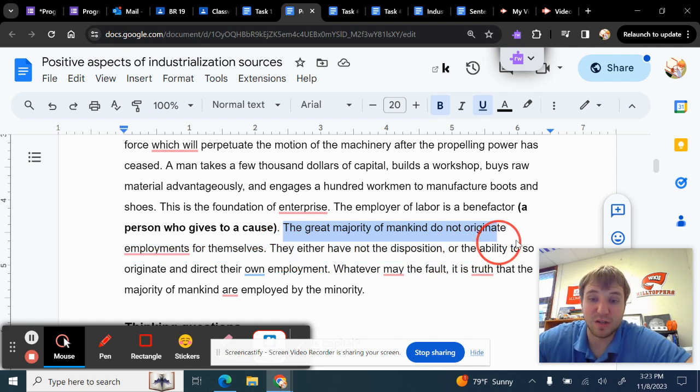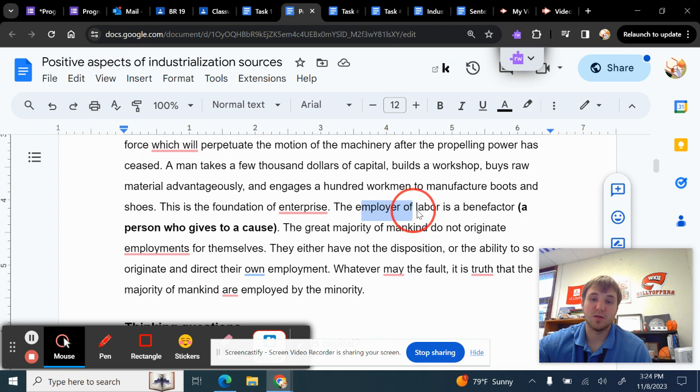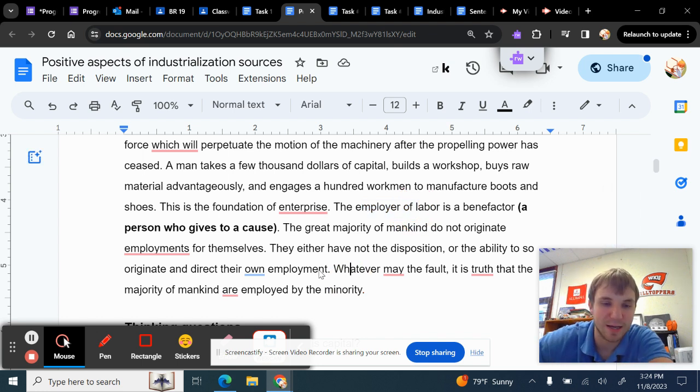They either have not the disposition or the ability to so originate and create their own employment. So what's the only way you can originate or create your own employment? Being self-employed. This is saying most people cannot afford to have their own business. So who do they depend on? An employer. The employer of labor is a benefactor. Whatever may the fault, it is the truth that the majority of mankind are employed by the minority. In other words, most people depend on a select group of people to be employers.